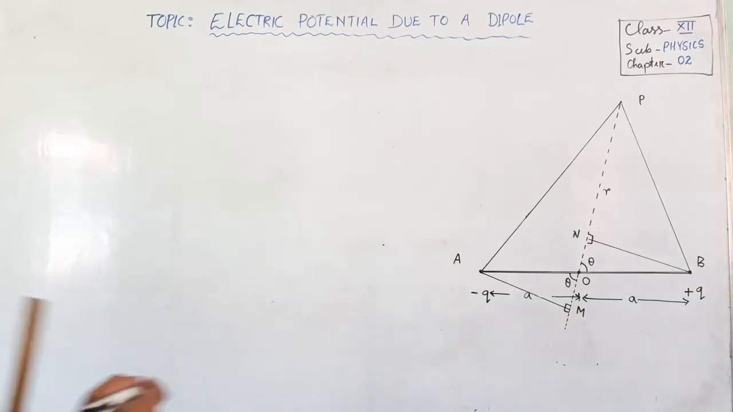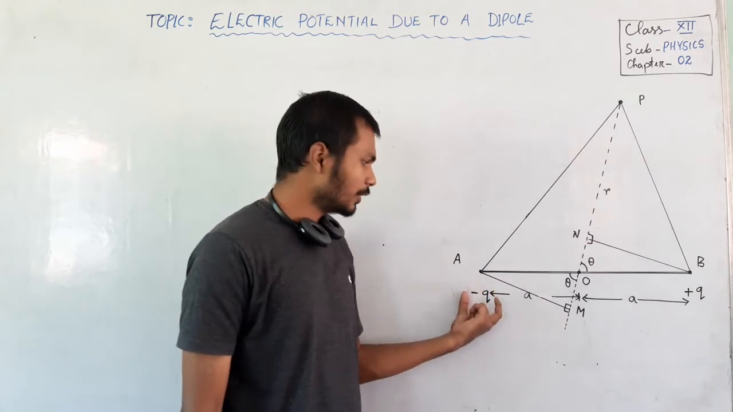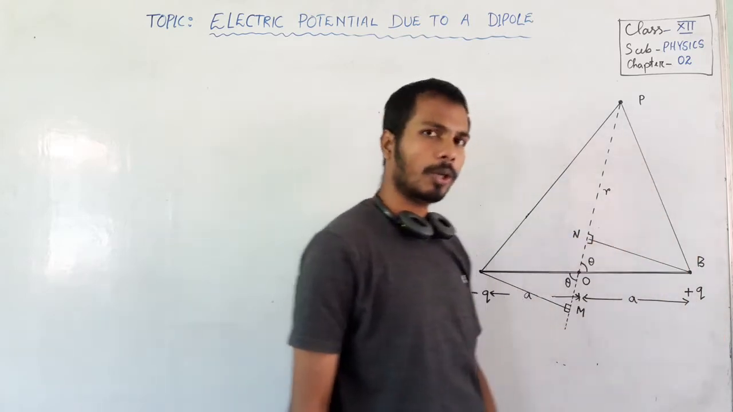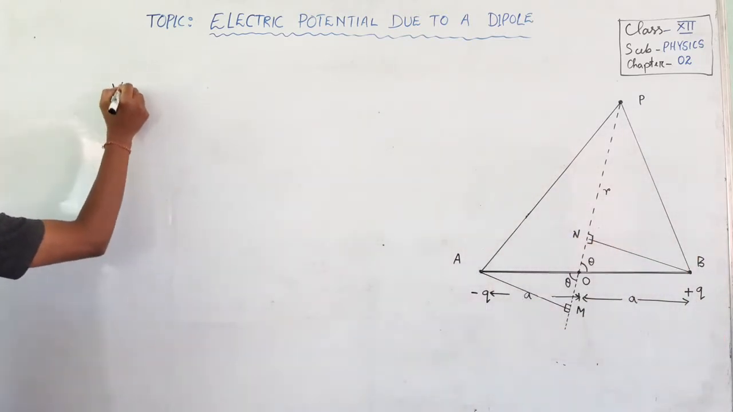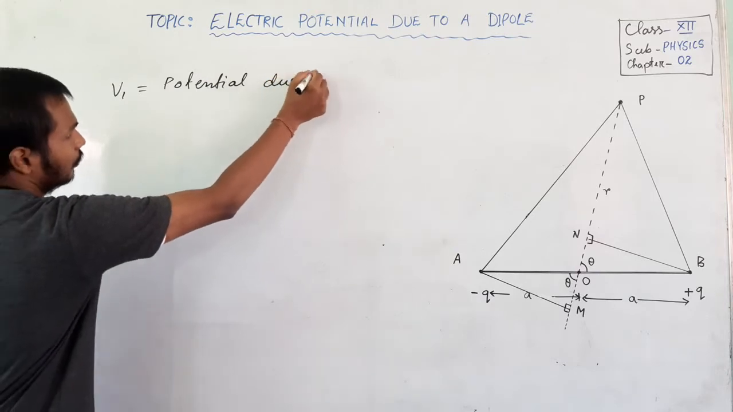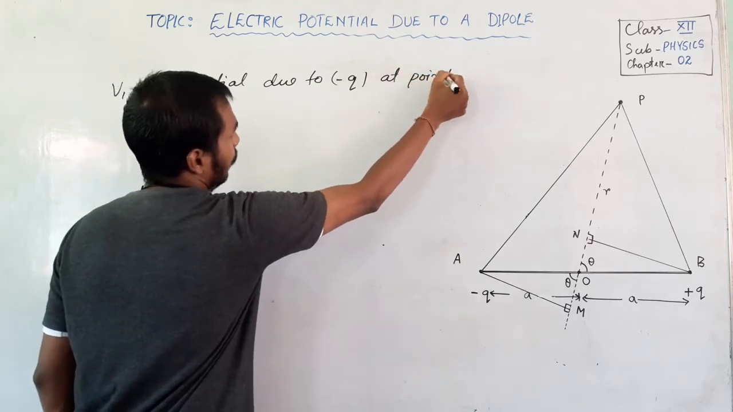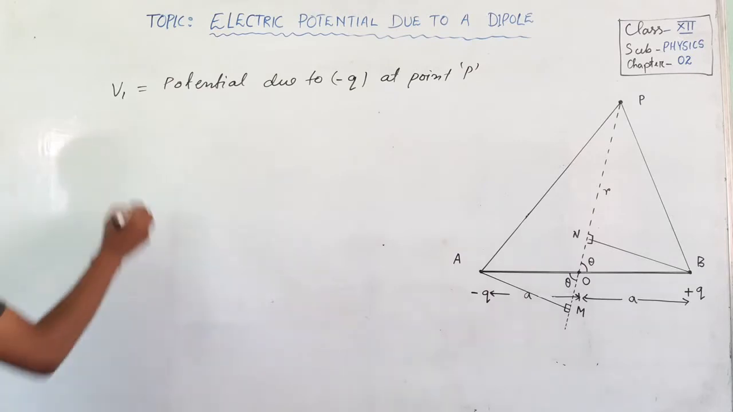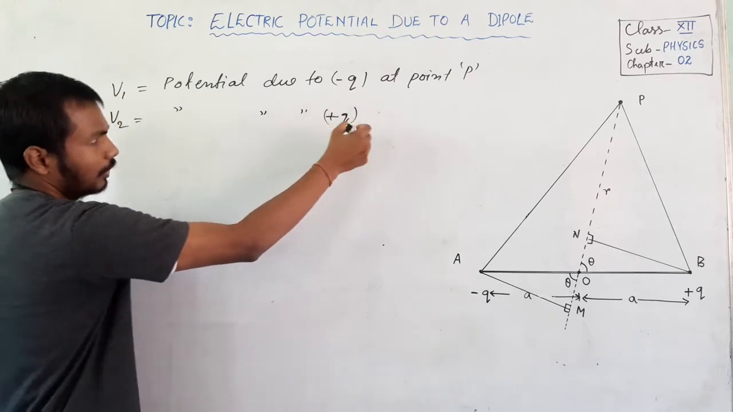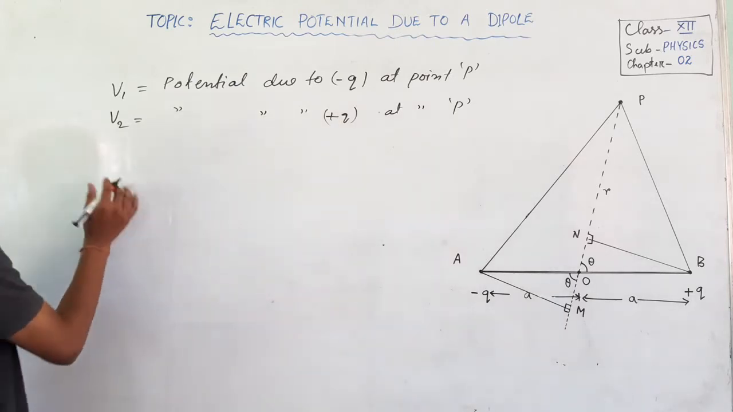So we are finding the potential at point P. So we are going to have a potential due to this charge at point P, and another potential due to this charge at point P. So we can write V1 is equal to the potential due to minus Q at point P. Similarly, V2 is equal to the potential due to plus Q charge at point P. Done? Clear?